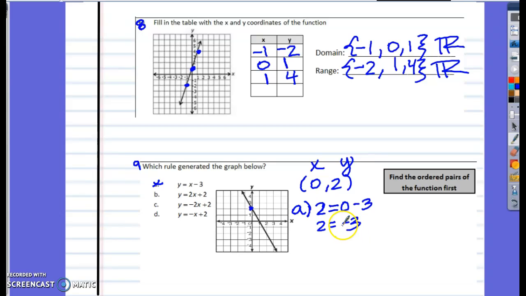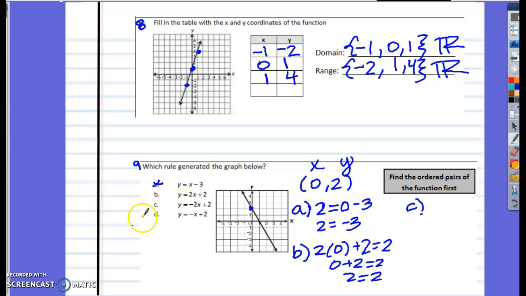Let's look at B. 2 times 0 plus 2 does give you the y value of 2 because that'd be 0 plus 2. So both sides there would be equal. Let's look at C. Just glancing, it looks like C and D would work if you plugged in 0 also. Let's get one more ordered pair and try it out.